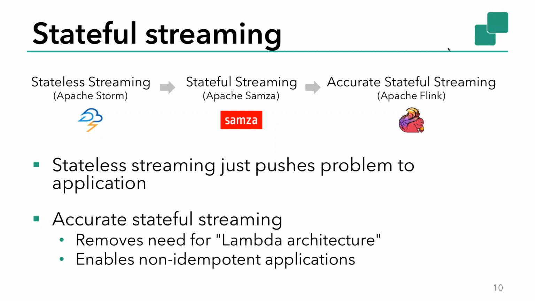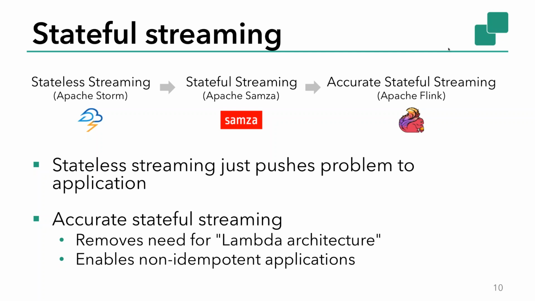If you look at the evolution of stream processing frameworks in the open source space, we started with stateless streaming, which was Storm. Then we had stateful streaming, which was introduced by Samza. And what Flink introduced was accurate stateful streaming. In my opinion, there are some applications that are stateless, but most interesting applications are stateful. And stateless streaming just pushes the problem to the application. So at some point, you need to maintain state.